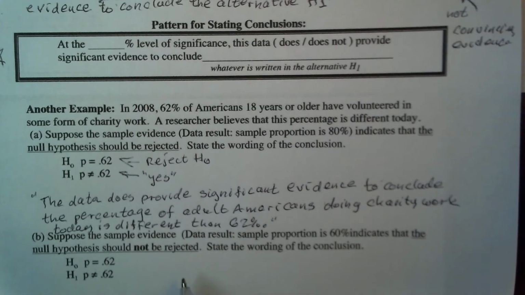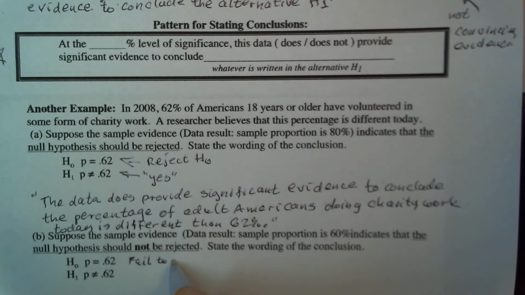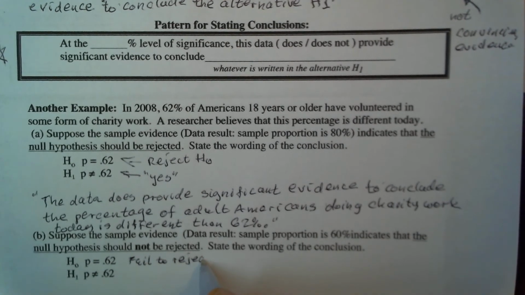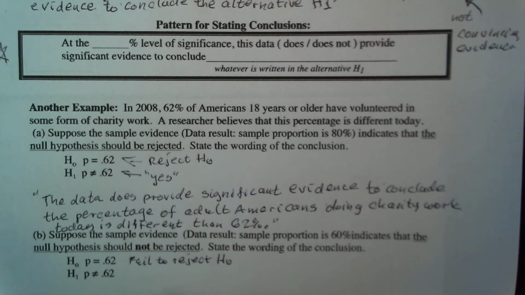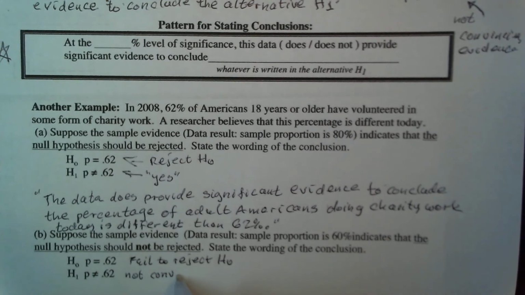Suppose the sample evidence shows a proportion of 60%, which indicates that the null hypothesis should not be rejected. State the wording of the conclusion. So in other words, here we fail to reject the null hypothesis. In other words, there's not convincing evidence.